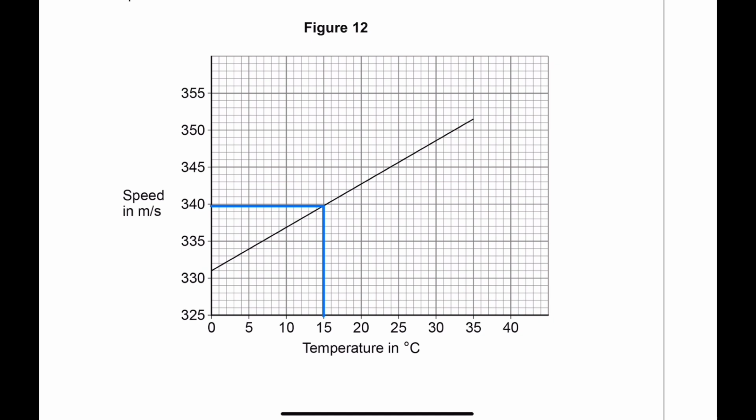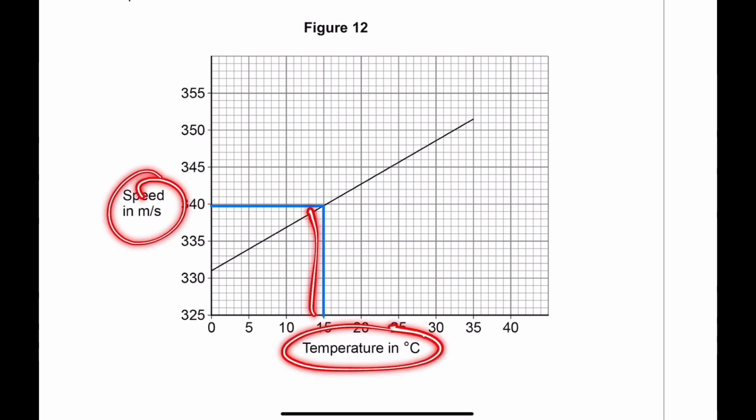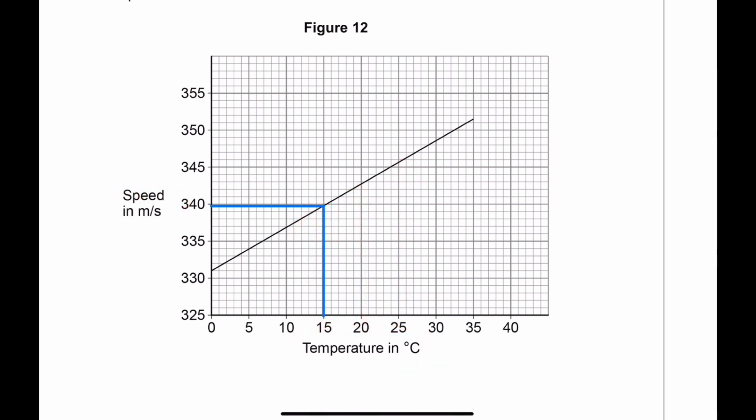In figure number 12, we can see it is a straight line which is showing that as the temperature is increasing, there is an increase in the speed of the sound. From figure number 12, we can see here as the temperature of the air is increasing, the speed of the sound is also increasing. Therefore, the sound will take less time to reach the farmer from the device.